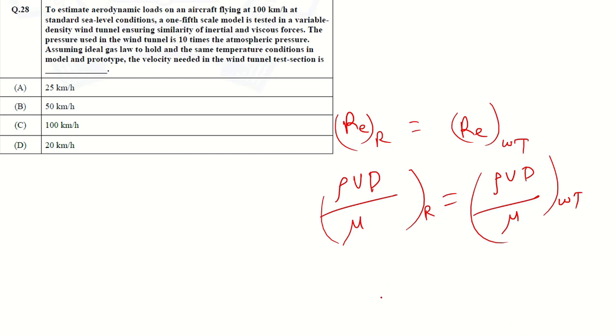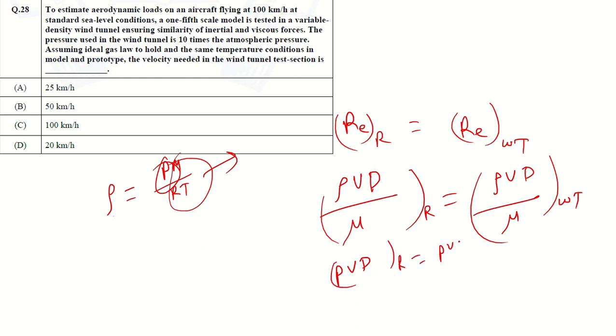Atmospheric pressure is given. We know that density is equal to P m divided by R T. We just change density to pressure. M, R, and T are the same, so density to P we can change. So P, V d, and mu and mu cancel. So P V d of real is equal to P V d of wind tunnel, right? What is P? ATM, atmospheric pressure.